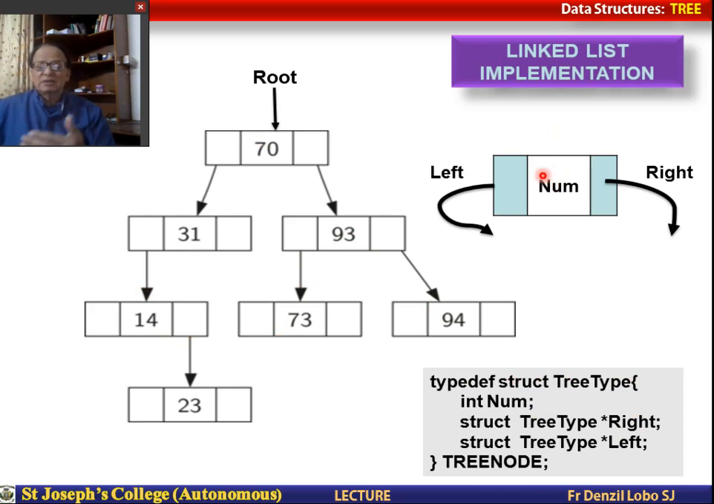We are going to do that. This is just for your understanding, how we represent it. So this is the node number, maybe 70, maybe 93, maybe 31. There is a left link and the right link. So here is a typedef struct tree type, number is the data, then struct tree type pointer right and pointer left. These are pointers to the next left child and the right child. So this is how we are going to represent a tree using linked list implementation.